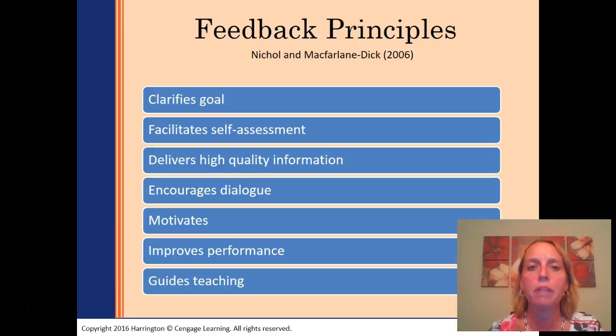Here are some principles about how we can be effective at giving feedback. As you can see here, clarifying goals is important. Feedback can also facilitate good self-assessment, provide high-quality information, and encourage a dialogue. It shouldn't be a one-shot deal. It really should be a conversation where we're going back and forth with the feedback process, and it can be quite motivational for students to get that feedback.